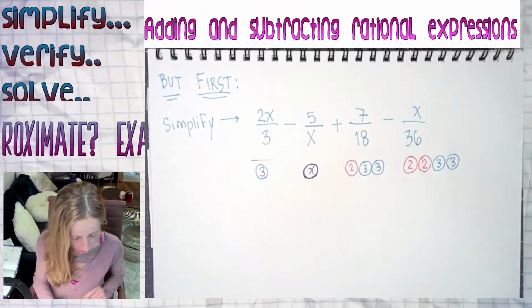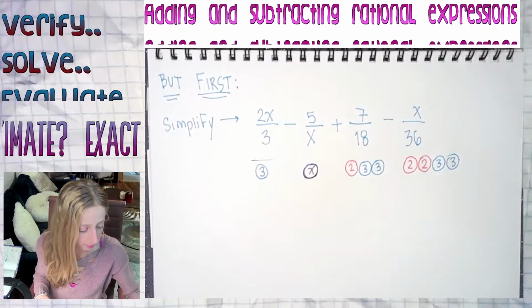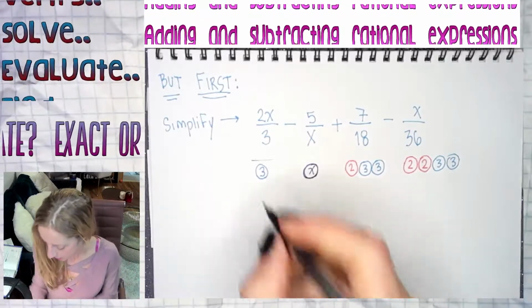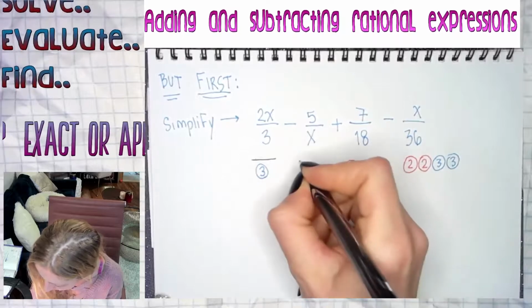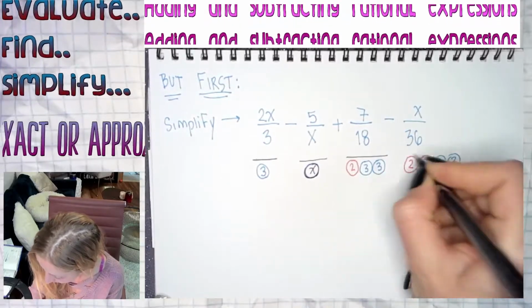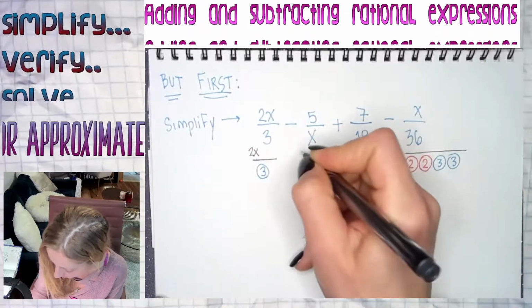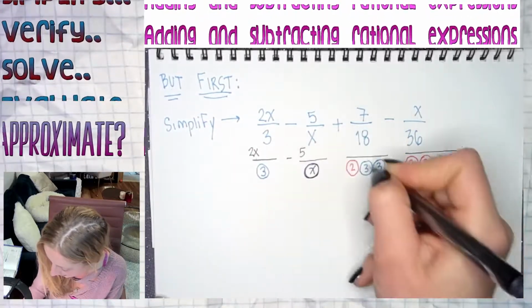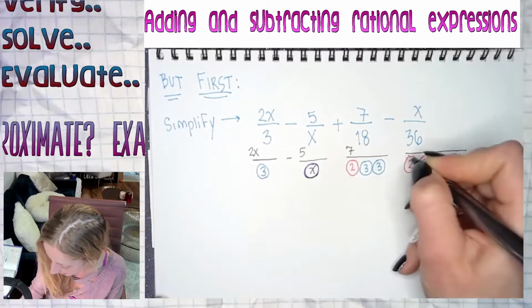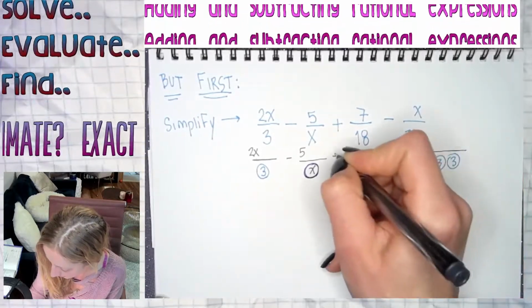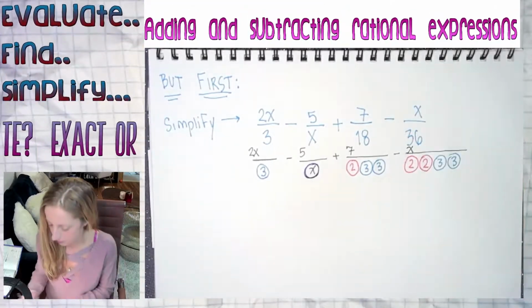What is it that each of you needs so that you all have the same thing? Okay, so here's my fraction bar again. In our numerators, this one was already a 2x. This was already a 5. There's my minus sign. This was a 7. And that was plus, and x.